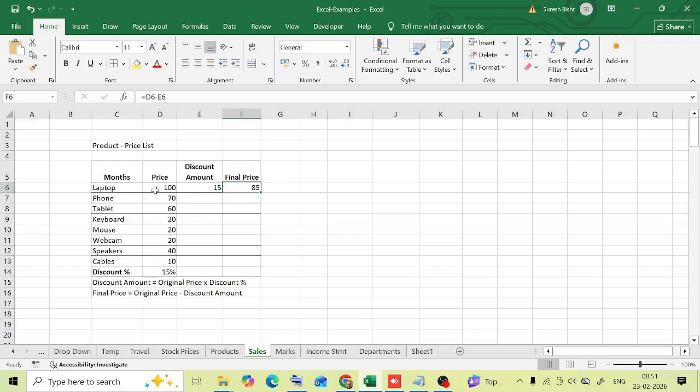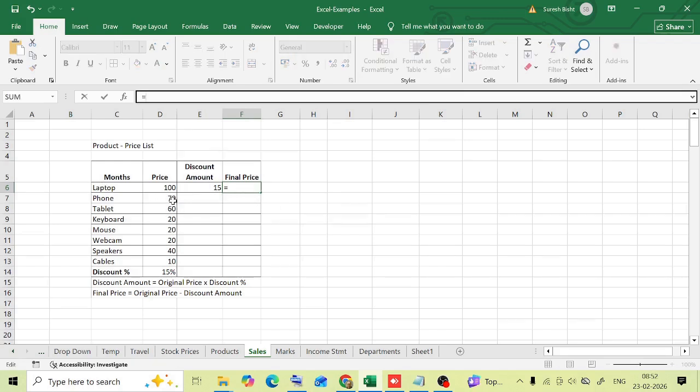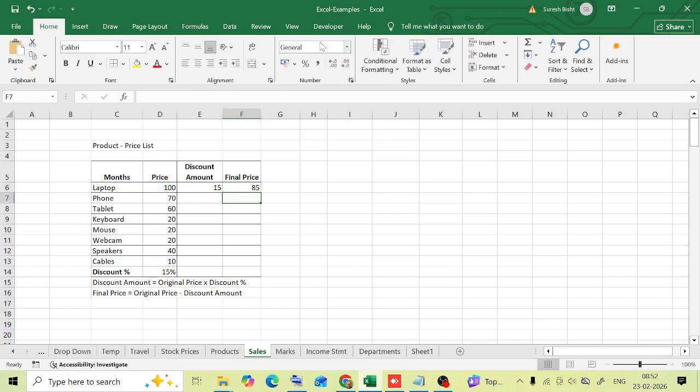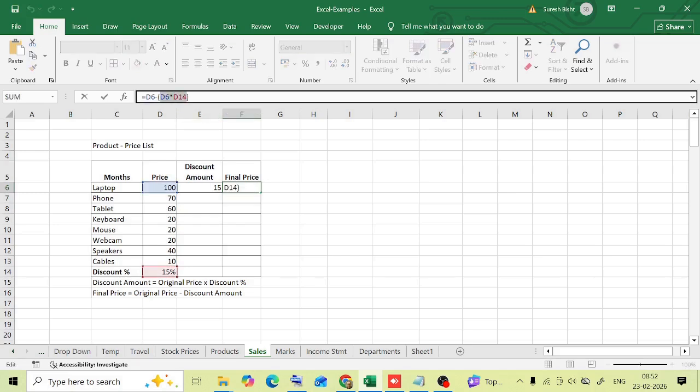So now I can combine the two steps and write just one formula. I'll say original price minus parenthesis, I'll say original price multiplied by the discount percentage. So basically I combine the two steps. This part calculates the discount amount, and then I subtract that from the original price to get the final price.